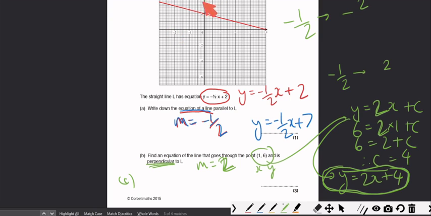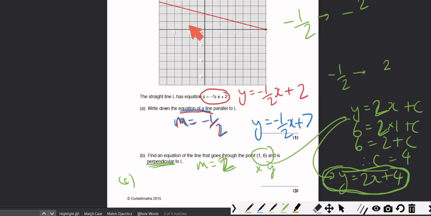Right? So it crosses it somewhere along this line. But where exactly? And I don't want to draw it. I want to find that using algebra so I can be accurate. It might be difficult to draw a line that's going perpendicular to this. That could be a challenge.